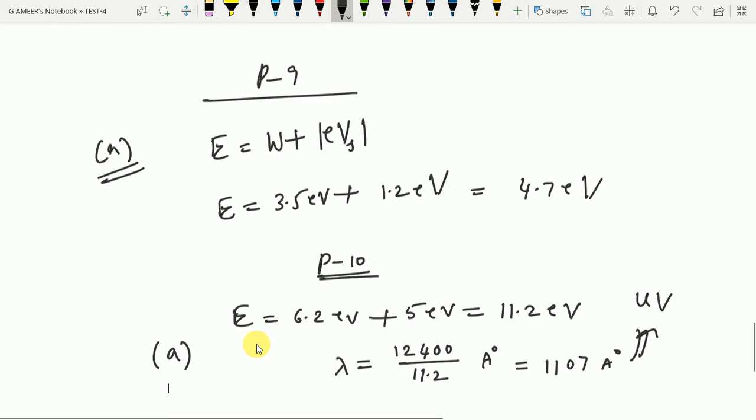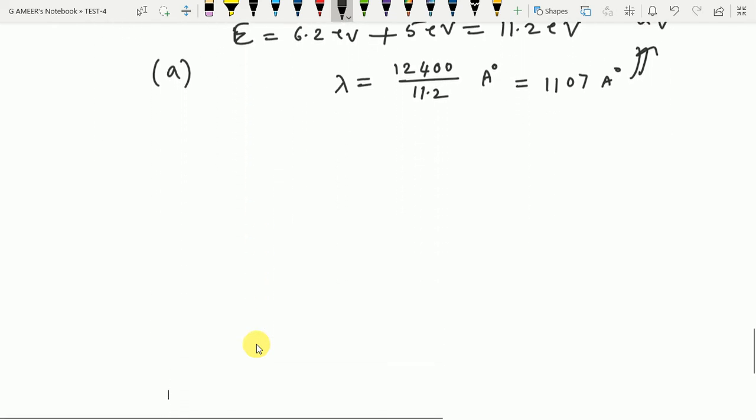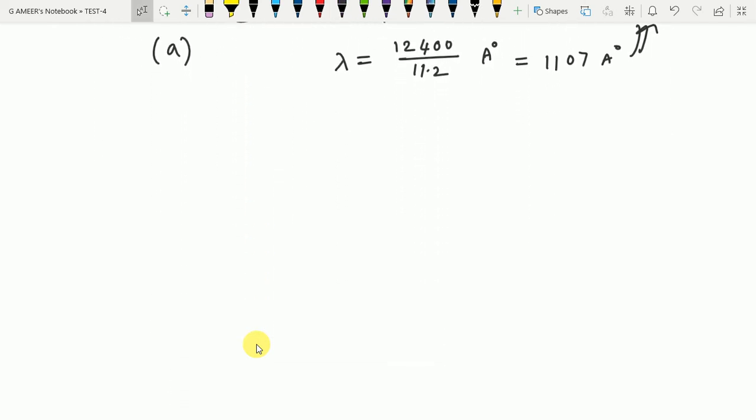In P11, when photons of energy h nu fall on an aluminum plate of work function E naught, electrons of maximum kinetic energy K are ejected. If the frequency of the radiation is doubled, then what is the maximum kinetic energy of the ejected electrons? The P11 problem is again the photoelectric equation: E is equal to work function plus maximum kinetic energy of the electrons. Initially it is h nu, the work function is E naught, and the kinetic energy is K.